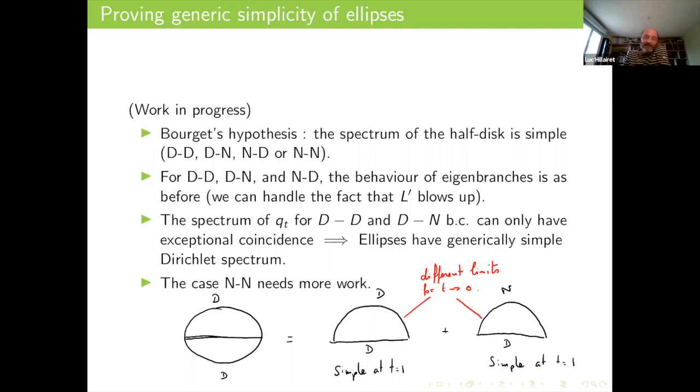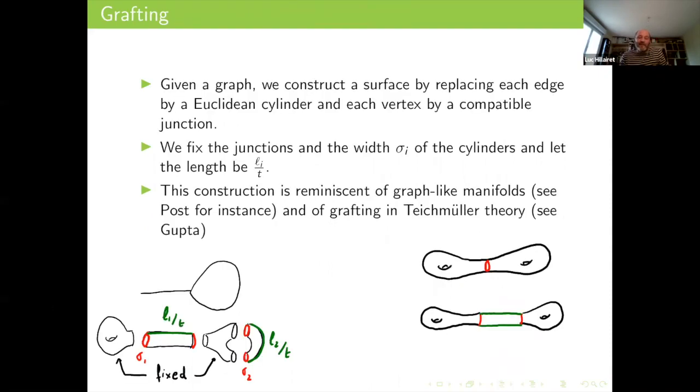And so the case where you have Neumann boundary condition is harder. And okay, I don't claim it right now. So that was my first kind of degeneration. And now I want to study a second one, which I called grafting, but again, there are many names in the literature for this kind of thing.